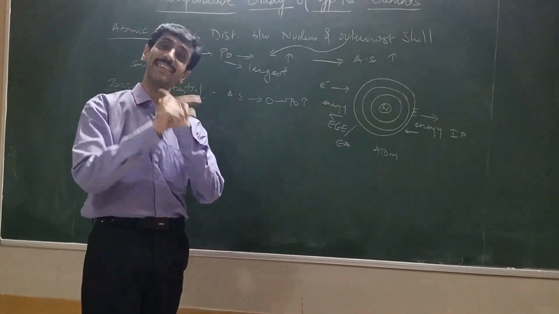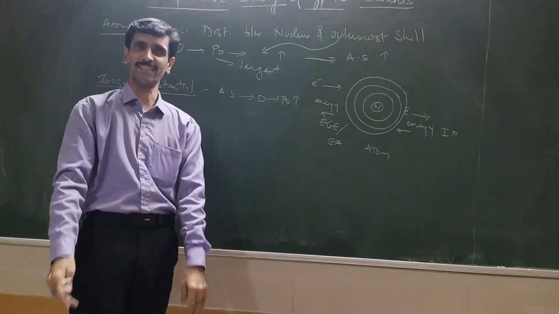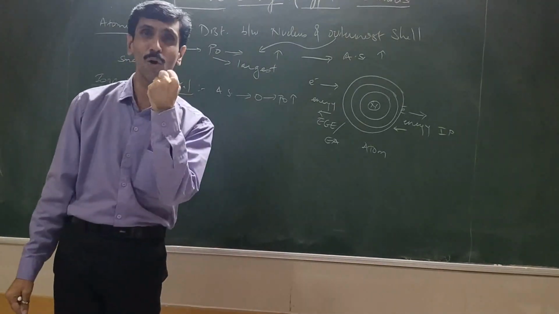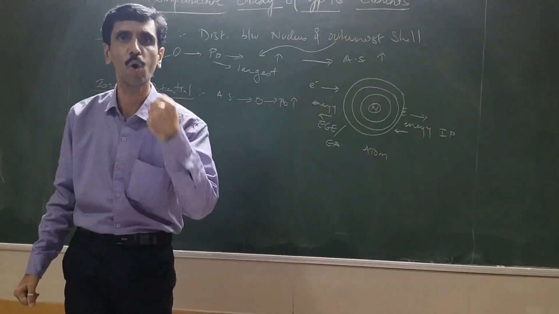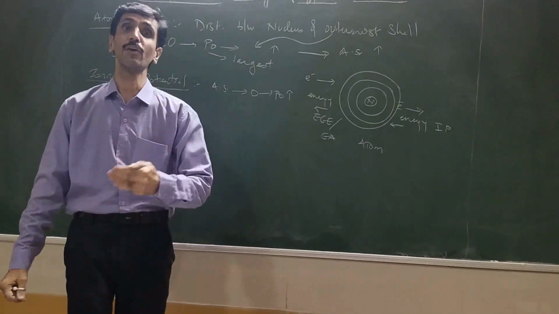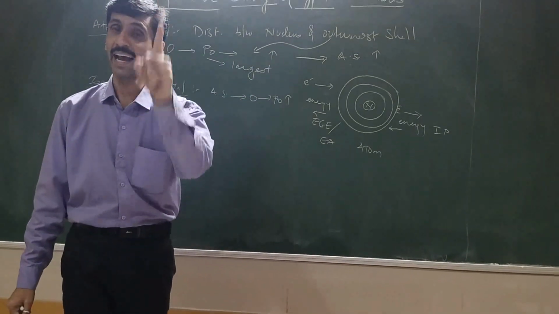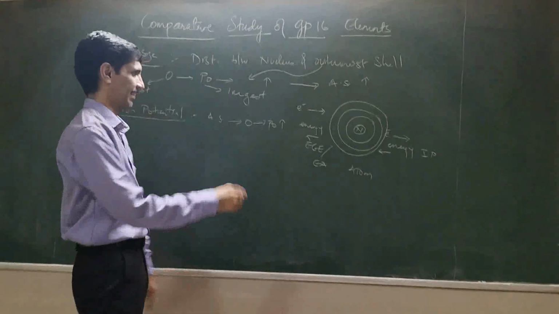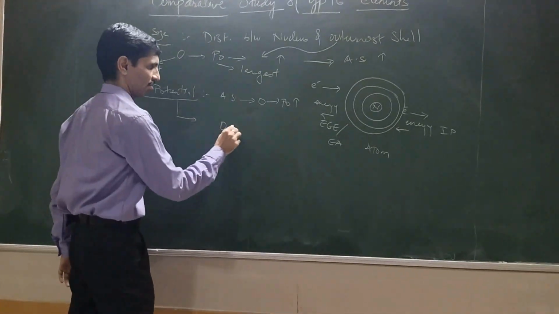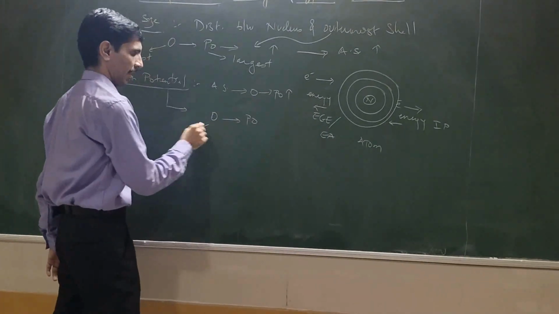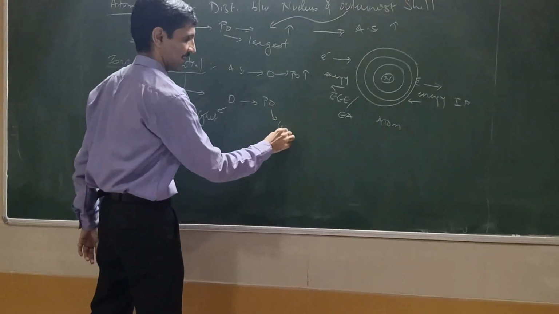But oxygen is small. So the electron is very close to the nucleus. The nucleus is strongly holding the electron. So if I want to remove the electron from the strong hold of the nucleus, I need to give more energy. That means in oxygen, the ionization potential is highest. Now when I talk about ionization potential from oxygen to polonium, in oxygen it is highest, and in polonium it is going to be least.